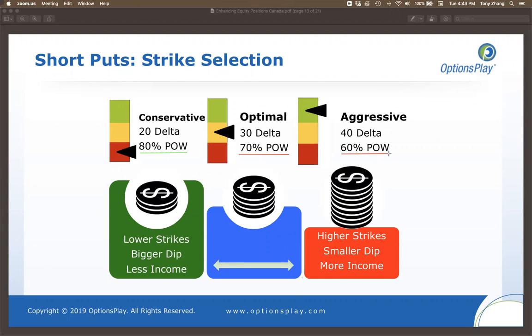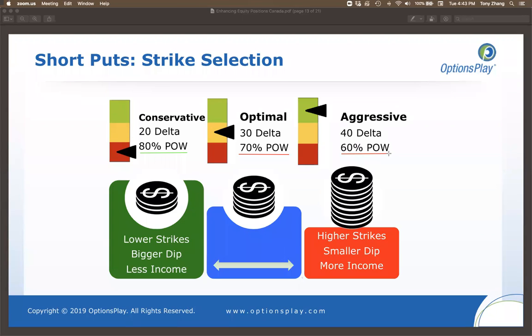And this automatically adjusts for things like upcoming news events or earning cycles. So if there's some big news that's expected to happen, volatility will be high. Delta will naturally select a strike price that's further away. When things are quiet, delta will naturally select a strike price that's closer to the current price. So that's why we want to use delta.